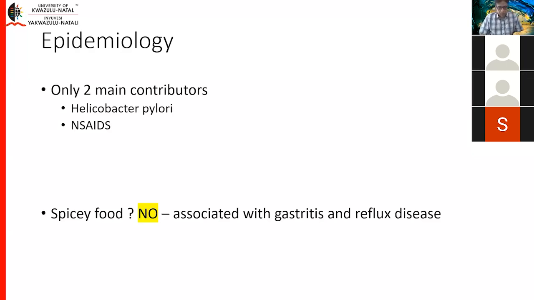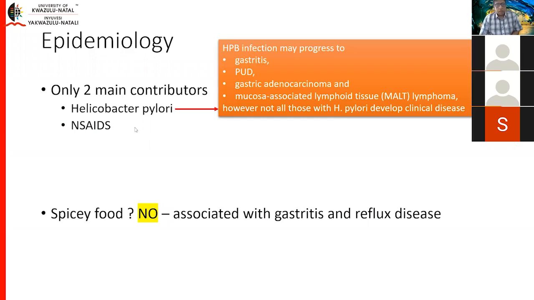It can definitely contribute to gastritis and reflux disease. I'm sure all of you have had the experience, after having eaten something spicy a couple of hours later, or if you're trying to lie down that same evening, trying to fall asleep, of this burning sensation in the epigastrium troubling you. So they are associated with gastritis and reflux disease, as reflux esophagitis, but are not etiological factors related to peptic ulceration. A little bit more detail on Helicobacter pylori. It may progress to contribute to gastritis. It can progress to peptic ulcer disease. It has even been shown to have pathogenesis in gastric adenocarcinoma, as well as MALT tumors, which stands for mucosa-associated lymphoid tissue.